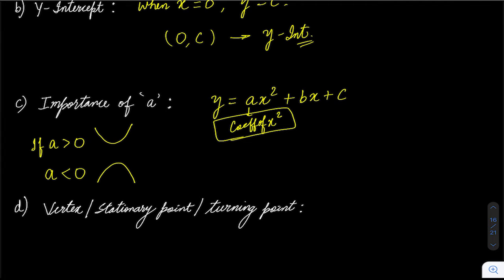So how do I remember this? The remembering of this part is very easy. If a is positive, it means a smiling face, like this. If a is negative, something is negative, so we remember a sad face, like this. So this is how I remember: positive, smiling face; negative, sad face. Smiling means opening upwards, sad means opening downwards. Okay, next thing.